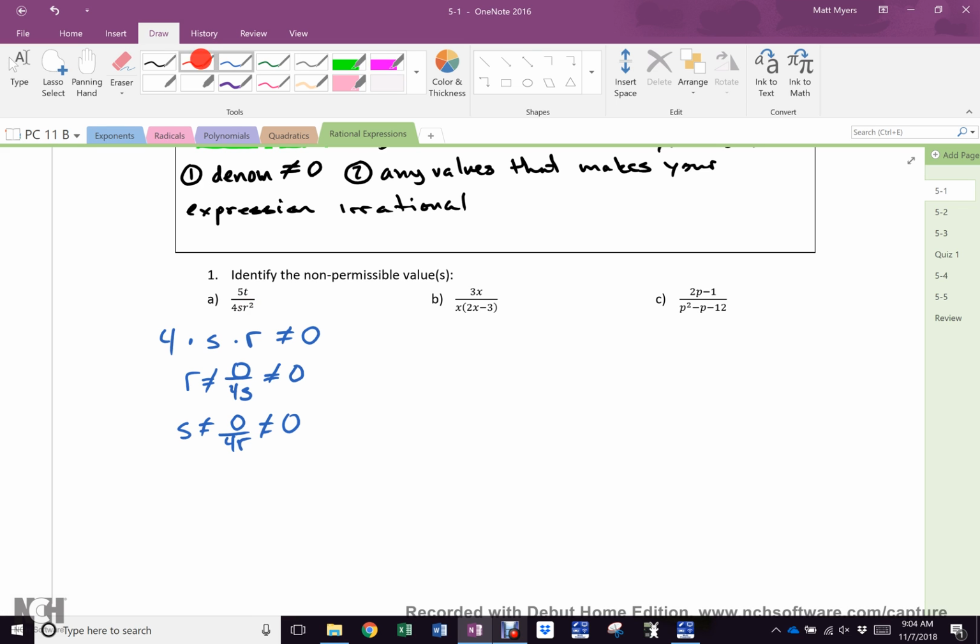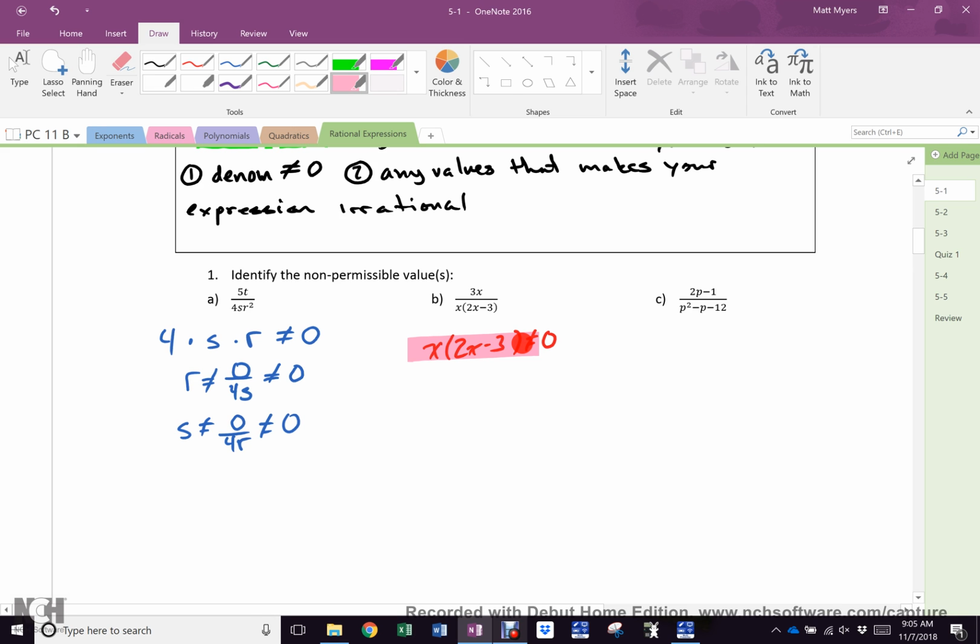What can I do in B? What part do I care about? I care about the denominator. X times 2x minus 3 is not allowed to be what? 0. So now this is the question that almost all of you just got wrong on your last test. What does that mean?